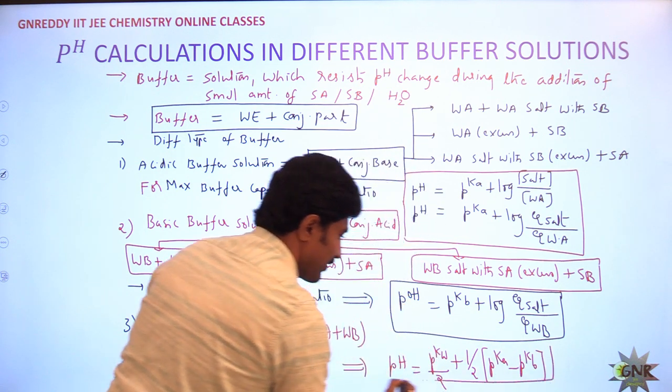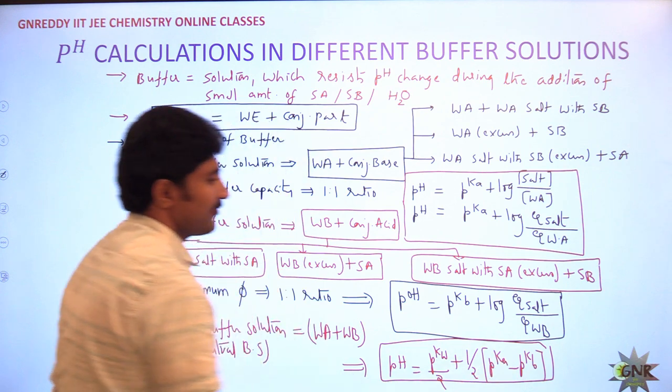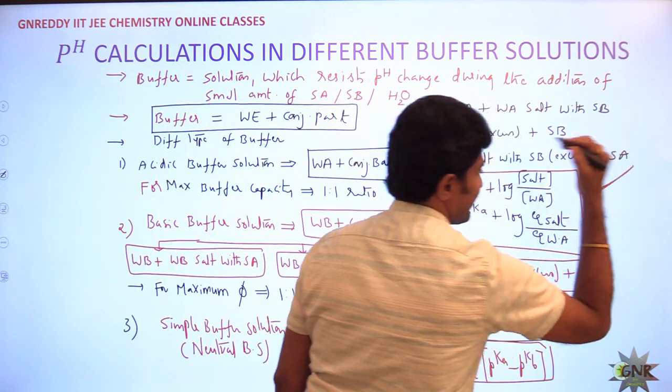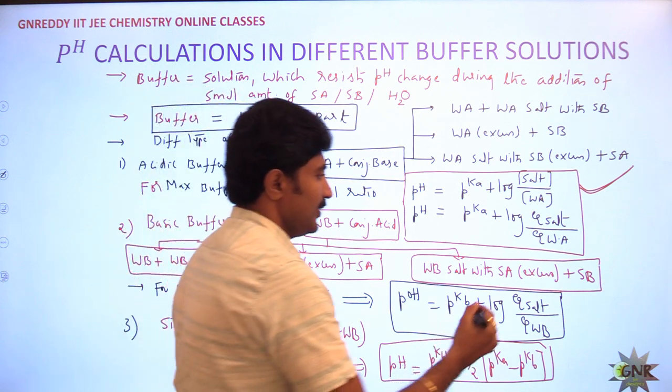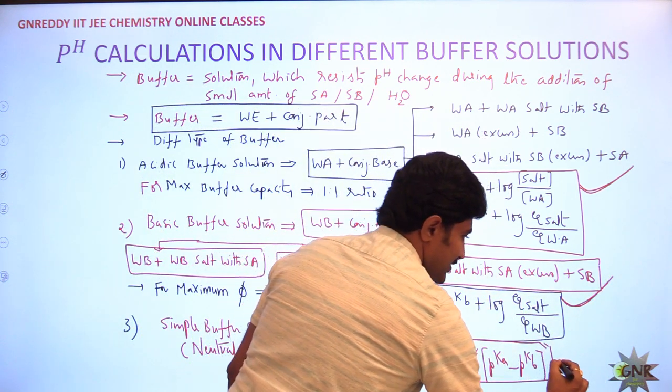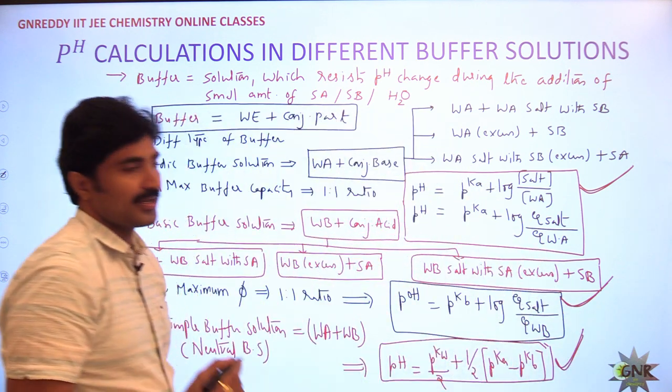Like this we are having 3 buffers and corresponding pH calculations. This is the acidic buffer solution pH calculation. This is the basic buffer solution pOH calculation. This is the simple buffer solution pH calculation.